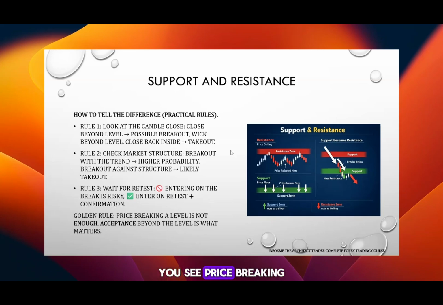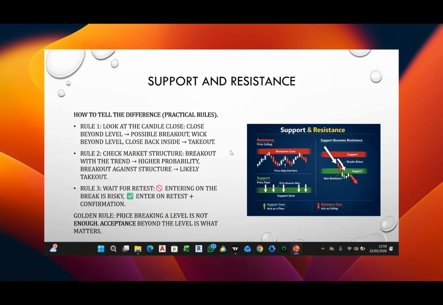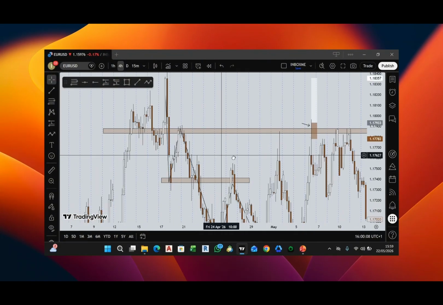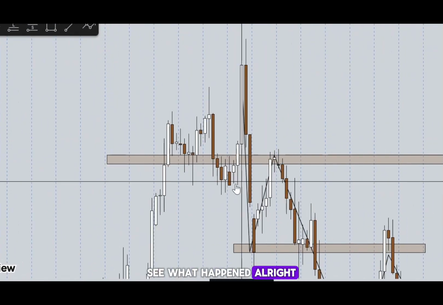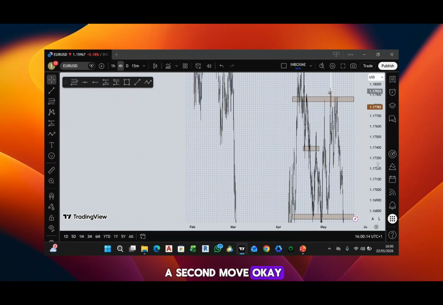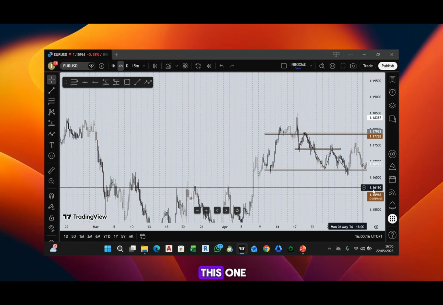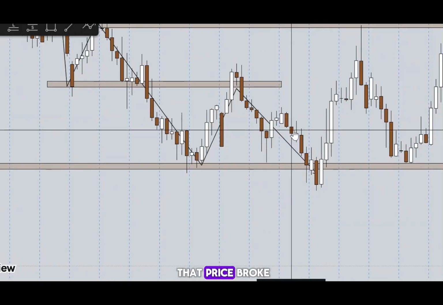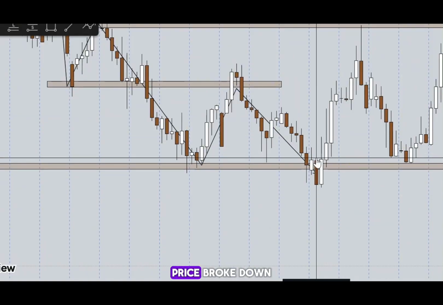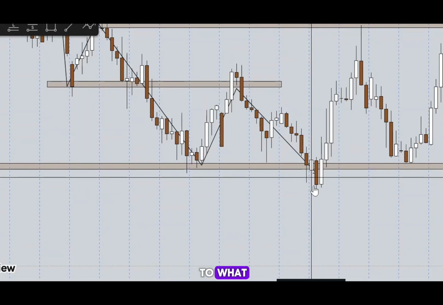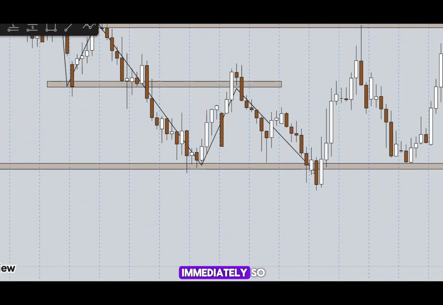You see price breaking a resistance, you want to see it going upward. That's how you know a true breakout. Look at this place. What happened? Price broke this. Let me use a second move. Look at this one. I think this is the second time price was touching here. You can see that price broke. Look at this huge engulfing. Price broke down, a lot of people already started selling, and look, the price returned back almost immediately.